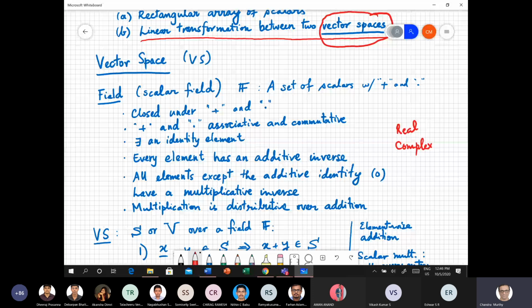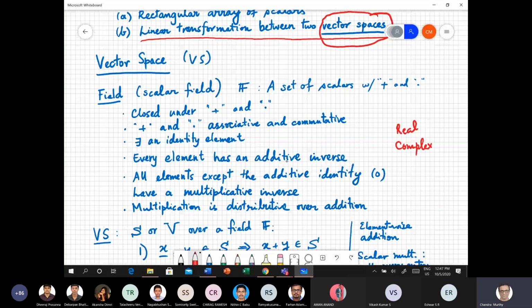It's a set of scalars with two operations defined on it, plus and dot. And it's closed under plus and dot. That is, you take any two scalars and add them together, you'll get another scalar which belongs to this field F. And you take any two scalars and multiply them together, that's this dot symbol, then you'll get another element that belongs to this field F. Both plus and dot are associative and commutative. There exists an identity element, both for addition and multiplication.